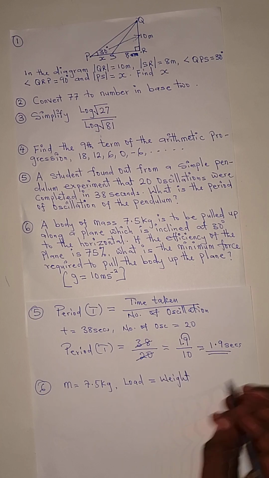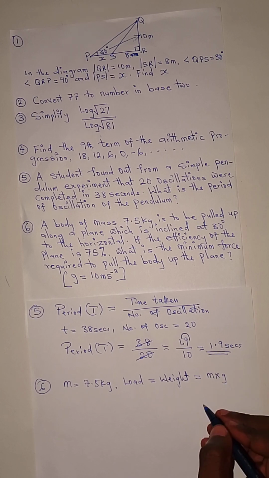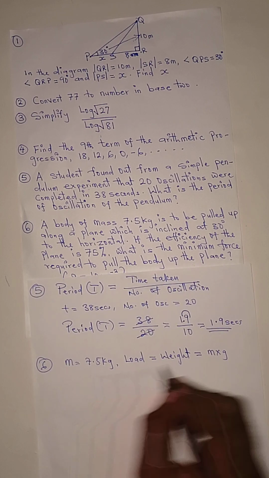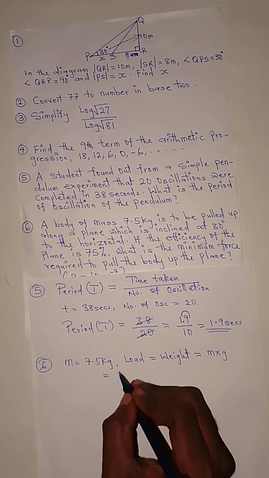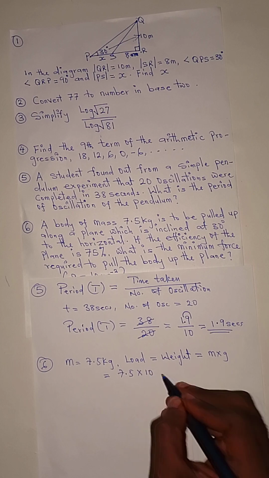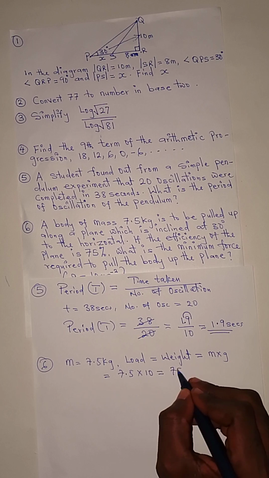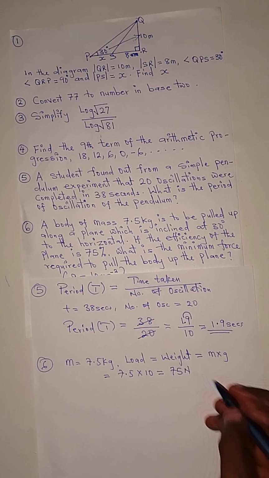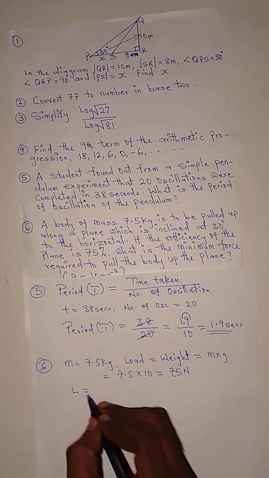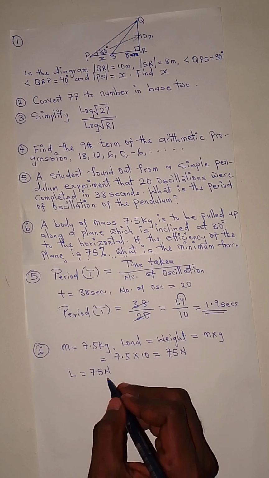Load is equal to weight, and weight is equal to mass times acceleration due to gravity. So we can therefore say that the mass is 7.5 times G. G is 10. So multiply 7.5 by 10, you are going to have 75 Newton. So this 75 Newton is the load. So we can say that load is equal to 75 Newton.